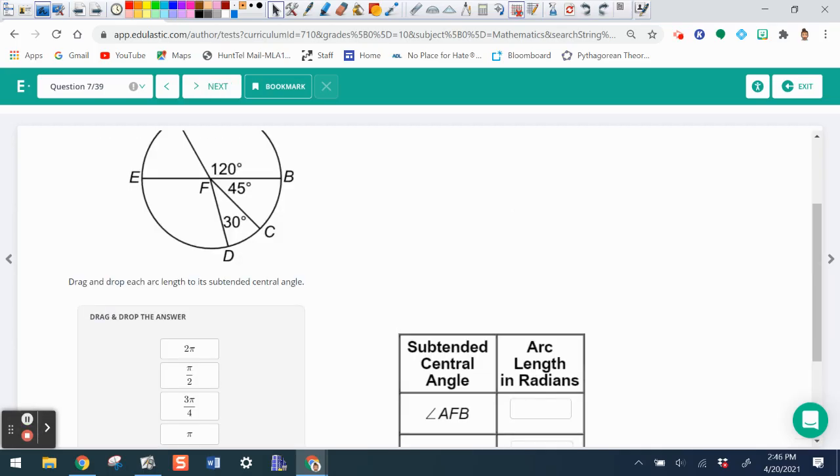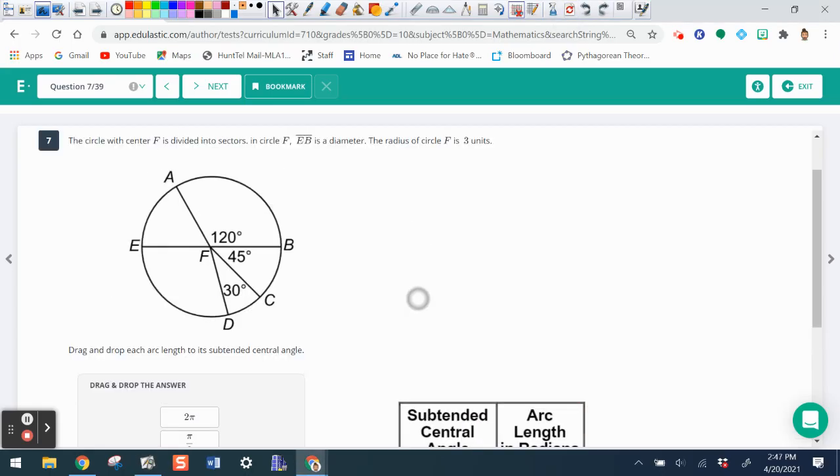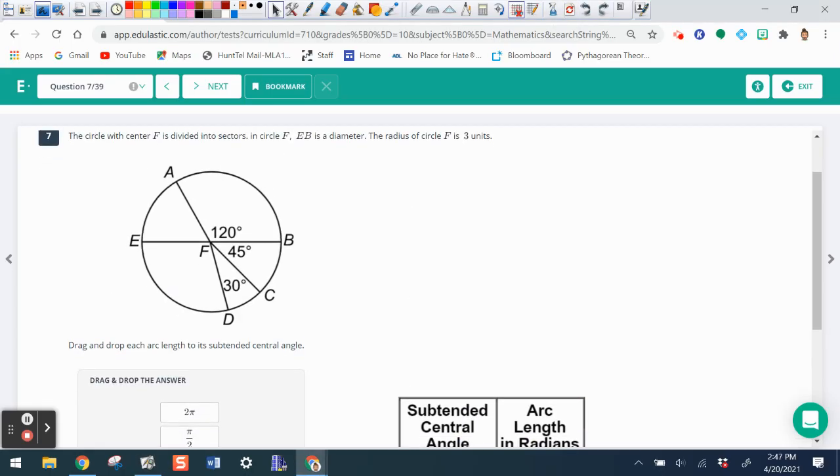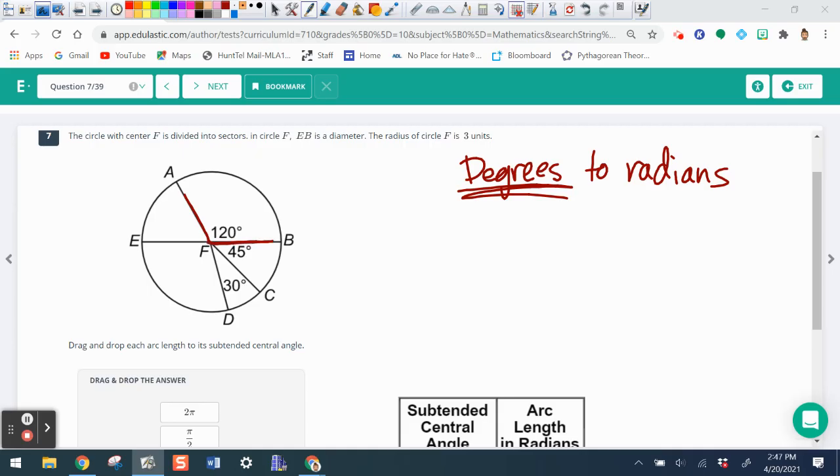Okay, so the first thing we need to look at here is that it says arc length in radians. What students typically know of in terms of circles is degrees. And so I'm going to show you a quick way to go from degrees to radians for starters. We primarily use degrees to measure angles. And as you notice here, we have angle AFB, which is 120 degrees, angle BFC, which is 45 degrees, and angle CFD, that is 30 degrees.